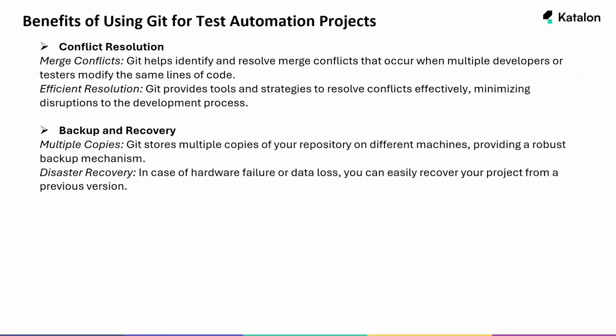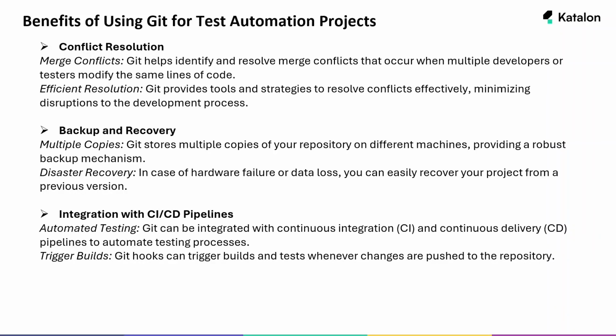Backup and recovery. So Git stores multiple copies of your repository on different machines, providing a robust backup mechanism. And it can also provide disaster recovery. In case of hardware failure or data loss, you can easily recover your project from a previous version.